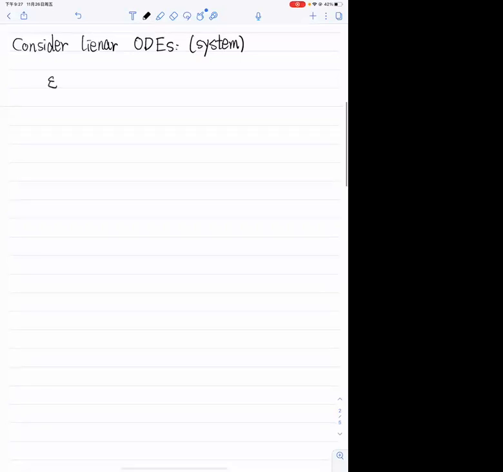In my talk, I'm gonna consider the following linear system of ODEs. So this is a system. And consider the Stokes phenomenon of its solutions. So the ODE I'm gonna take is of this form.